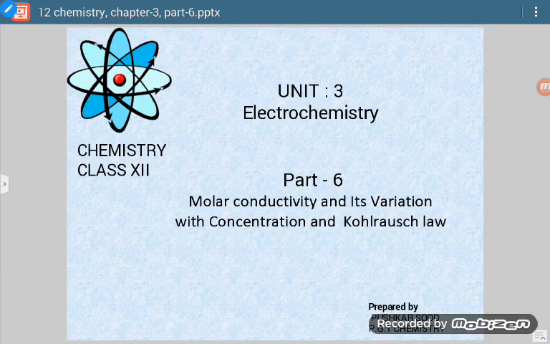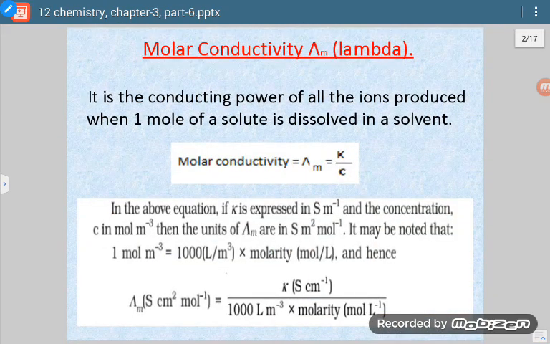Good morning, students. So today we are going to discuss Kohlrausch's law and one equation which shows the variation of molar conductivity with concentration of solution. That equation is called the Debye-Hückel-Onsager equation. Now, first of all, what do we understand by molar conductivity?